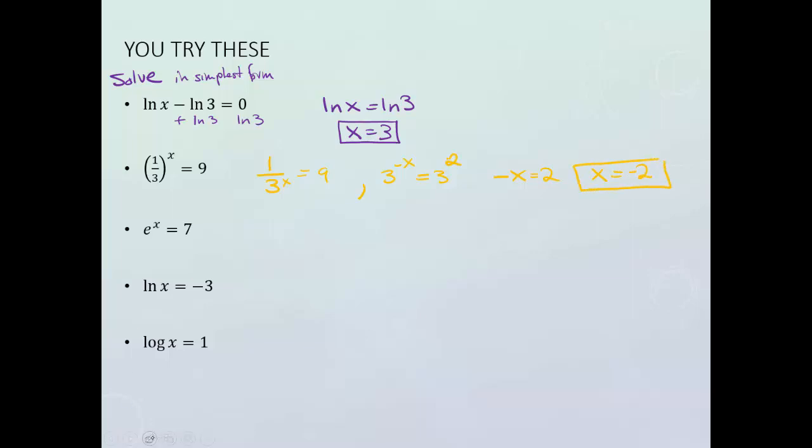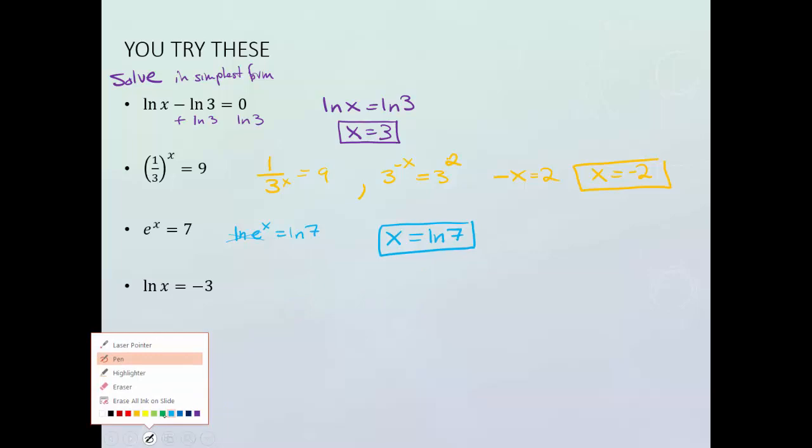Alright. Next one. We can ln both sides to get rid of the e. So we can do ln of e to the x equals, but if we do it on one side, we have to do it on the other side. ln of 7. This ln cancels the e and brings down the x. So we have x equals ln of 7, and let's go ahead and just leave it like that. We don't have to evaluate that.